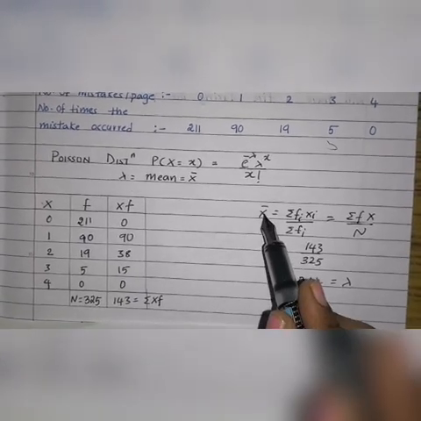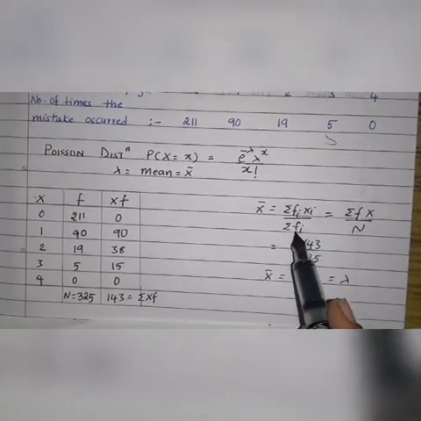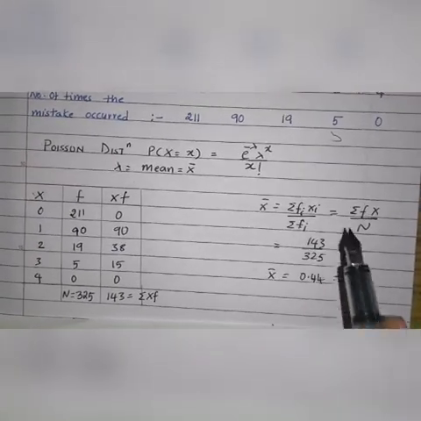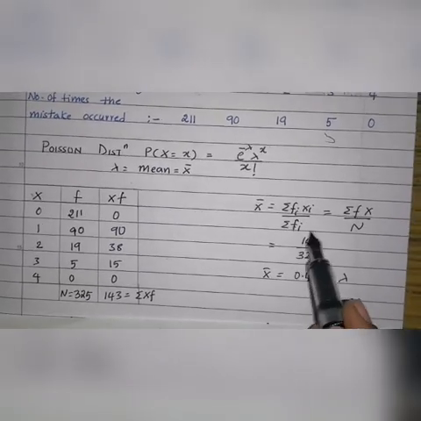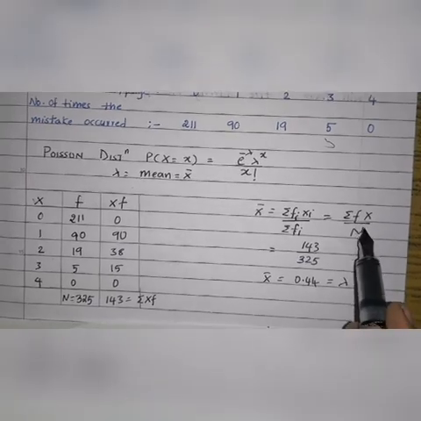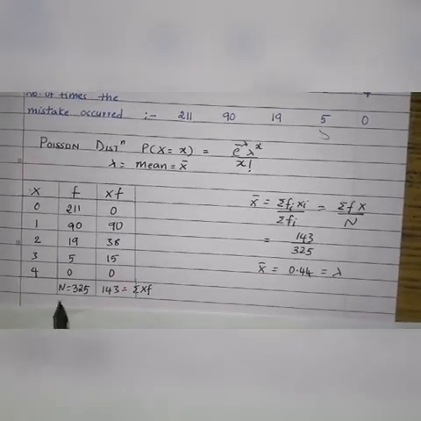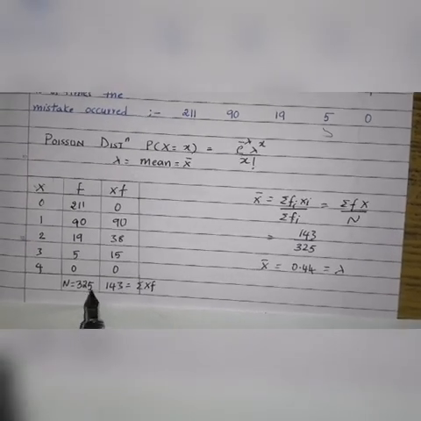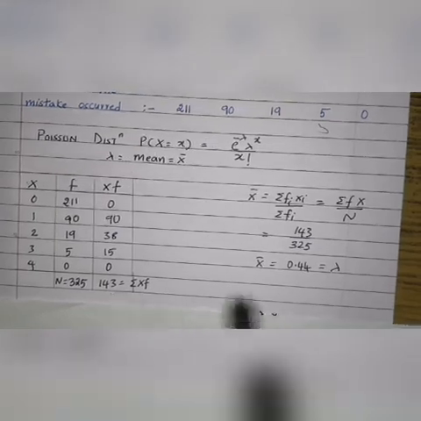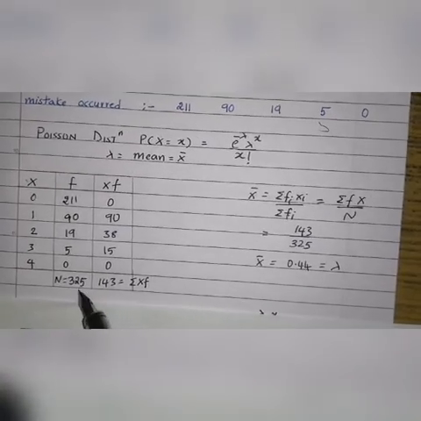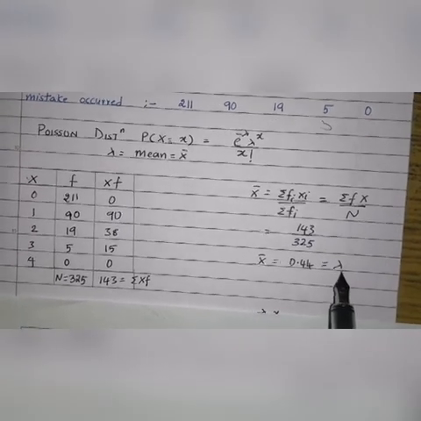So the formula x bar is equal to summation fi xi by summation fi. Now here summation fi is nothing but the population size, right? So I have found the summation fi value. I added all these values and I got n is equal to 325, and summation fi xi is 143. So mean is equal to 143 by 325, which is equal to 0.44, which is nothing but lambda.